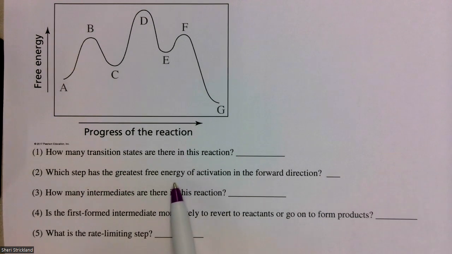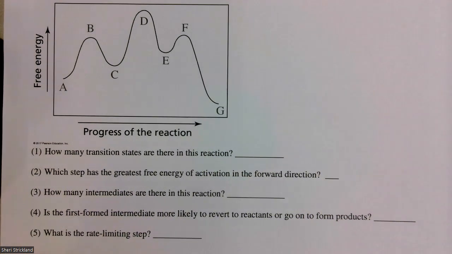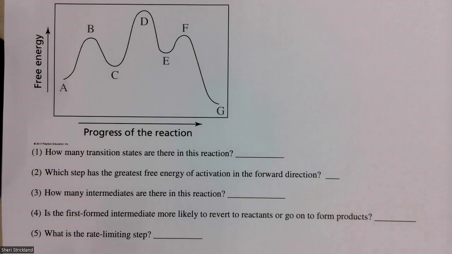Which step has the greatest free energy of activation in the forward direction? How many intermediates are there? And tell me their letters. Is the first formed intermediate more likely to revert to reactants or go on to form products? And then finally, what is the rate limiting step? All right, so pause the video and do those, and then come on back.